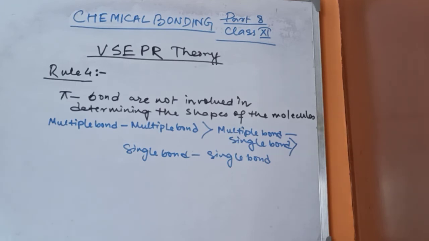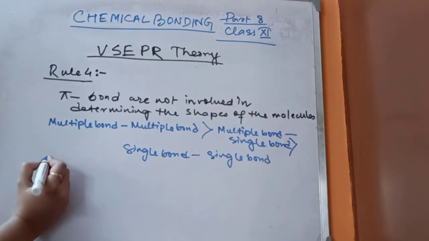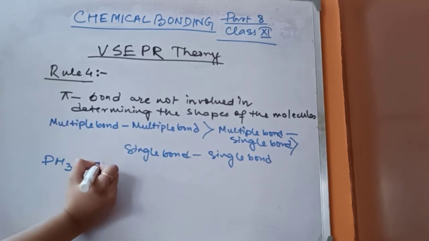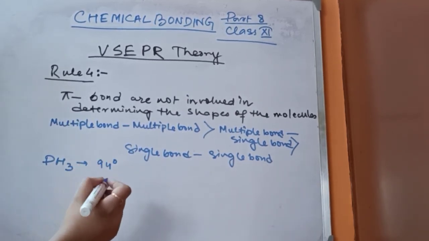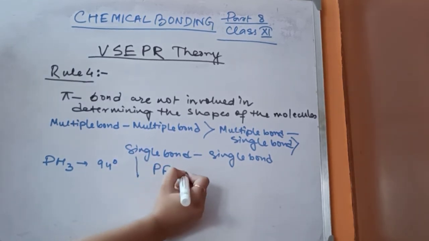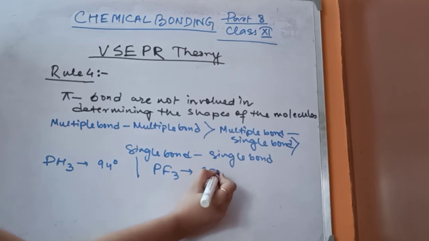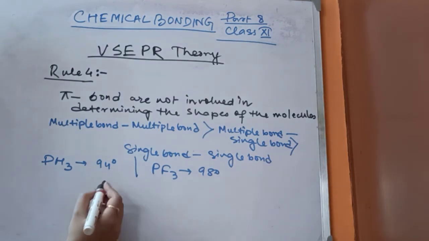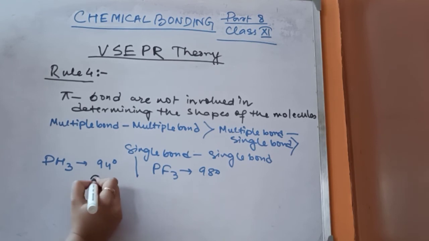The exception is PH3, which has a bond angle of 94 degree, whereas PF3 has a bond angle of 98 degree. But according to rule 3, what have we known?